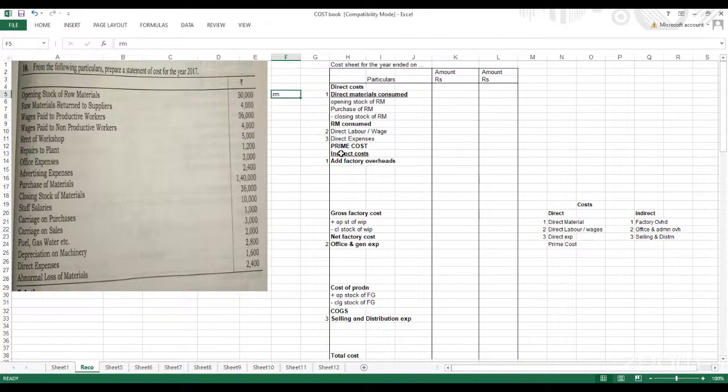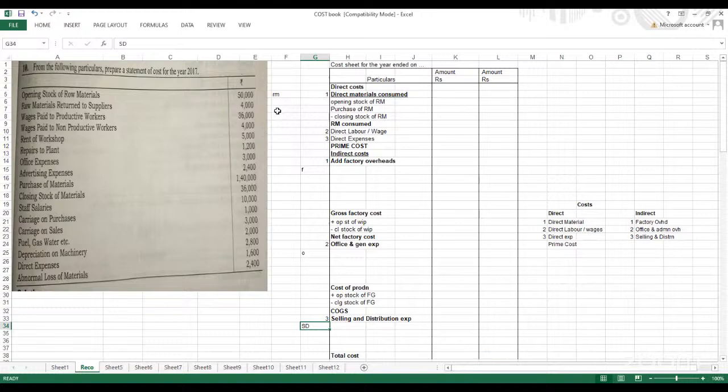Clear? After that, we have factory overheads. Any item related to production activity, you have to do marking F. For office and admin expenses, you will do marking O. If selling expense is there, you mark S and D or SD. This is how we'll be doing the marking for all the items given in the table. Is this clear, students? So let us start.